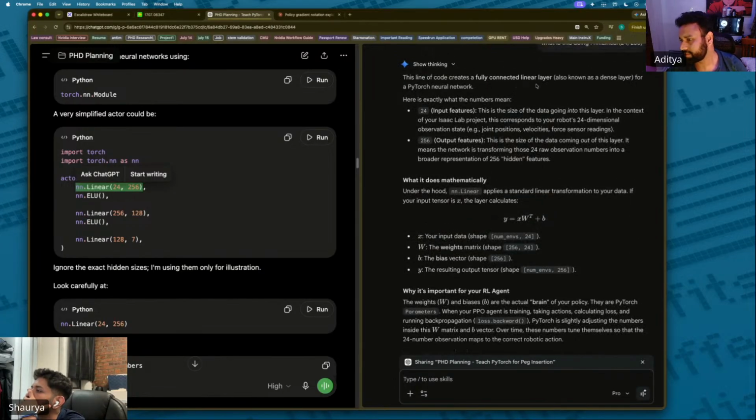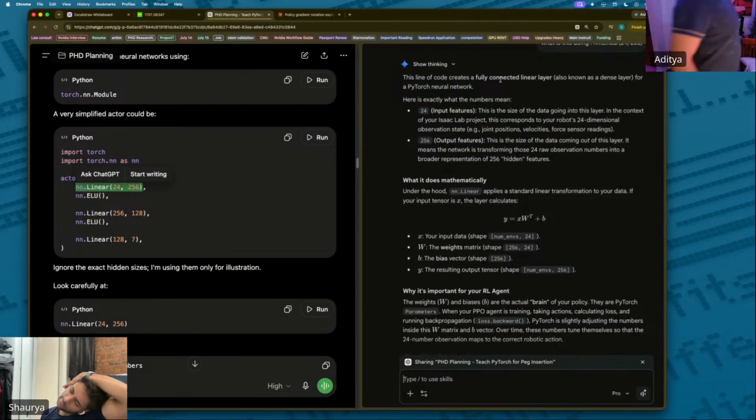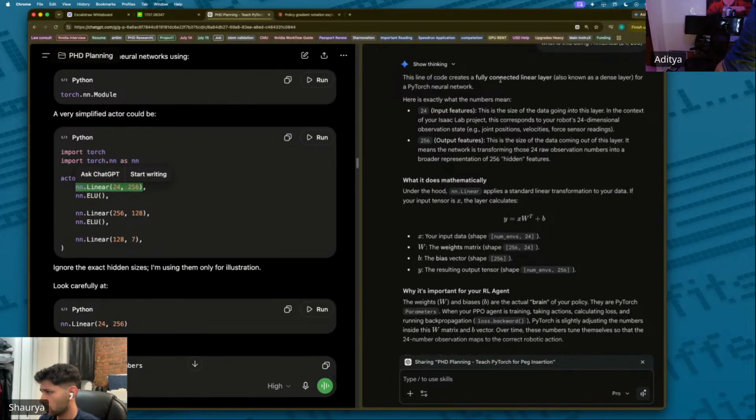Line of code creates a fully connected linear layer, also known as a dense layer, for a PyTorch neural network. Here is exactly what the numbers mean.